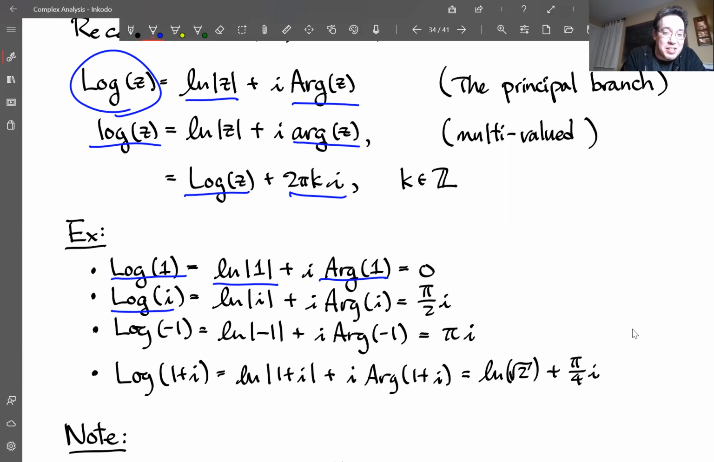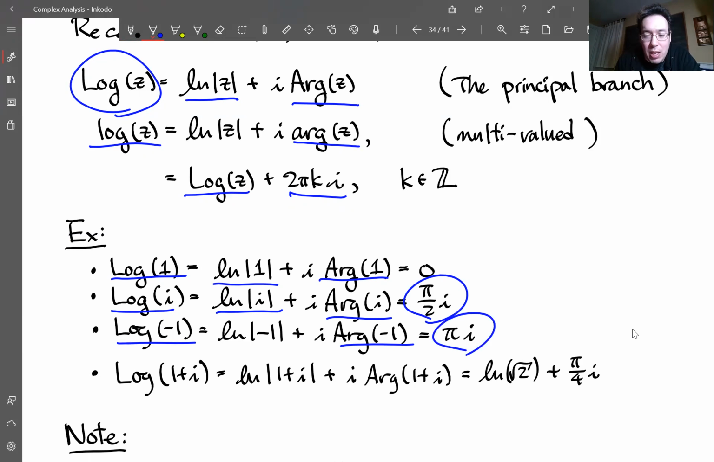We can start to take logs of imaginary numbers. So let's try taking Log of i. The modulus of i is 1, so the real part is still 0. But now the argument of i: i makes 90 degrees, or pi over 2 radians, with the positive real axis. So pi over 2 i is going to be the Log of i. We could even do Log of negative 1. The argument of negative 1 is positive pi.